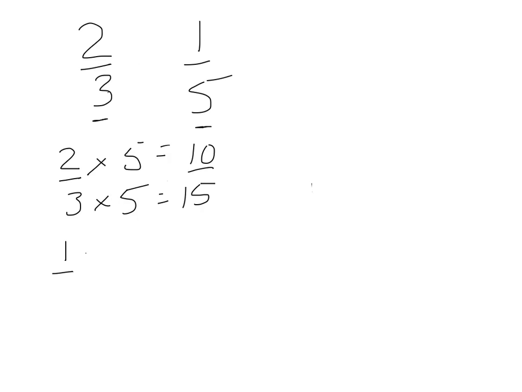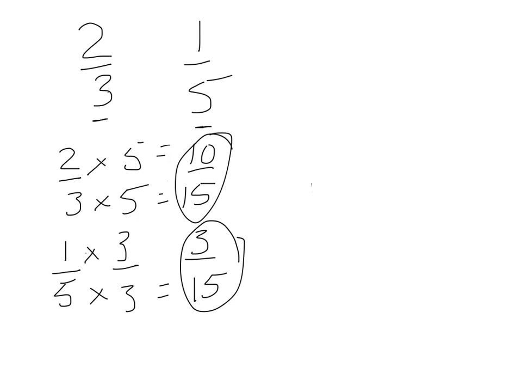If I take 1/5 and multiply it by thirds, or threes, 5 times 3 is 15, and 1 times 3 is 3, so I can compare 3/15 and 10/15. I know 10/15 is greater than 3/15, so since 10/15 and 2/3 are the same, then I know 2/3 is greater than 1/5 because of equivalent fractions.